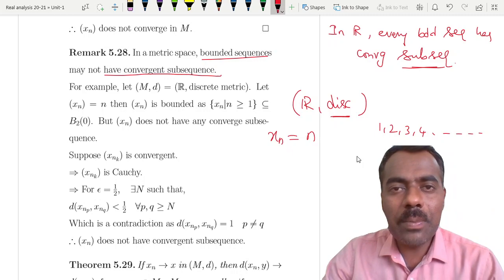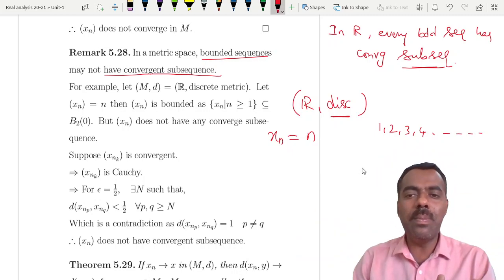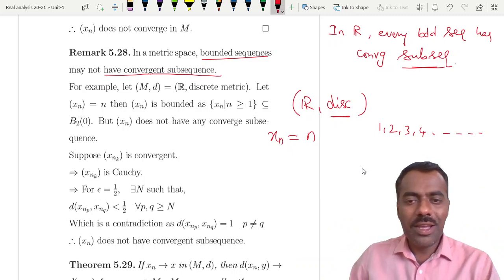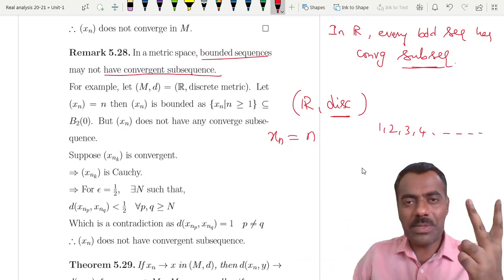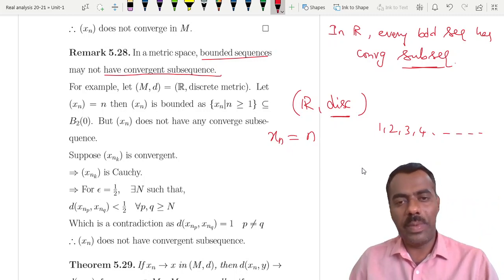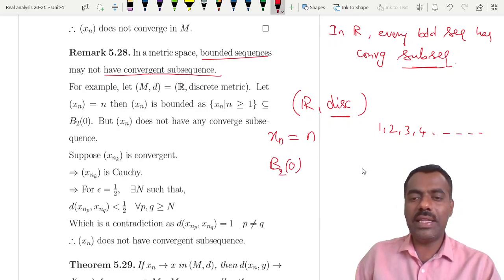Because what is meant by a bounded set in a metric space? It is contained in some ball. Obviously in a discrete metric space we have only two types of balls, either a singleton or the whole metric space, that is R, right? So if I take a ball around 0 of radius 2, or anything strictly bigger than 1, then what is this? This is obviously the whole space, right?